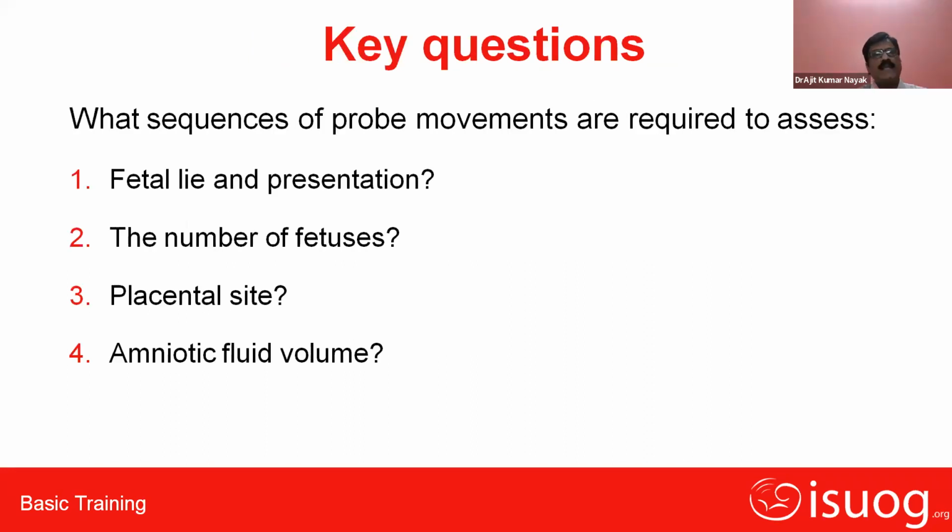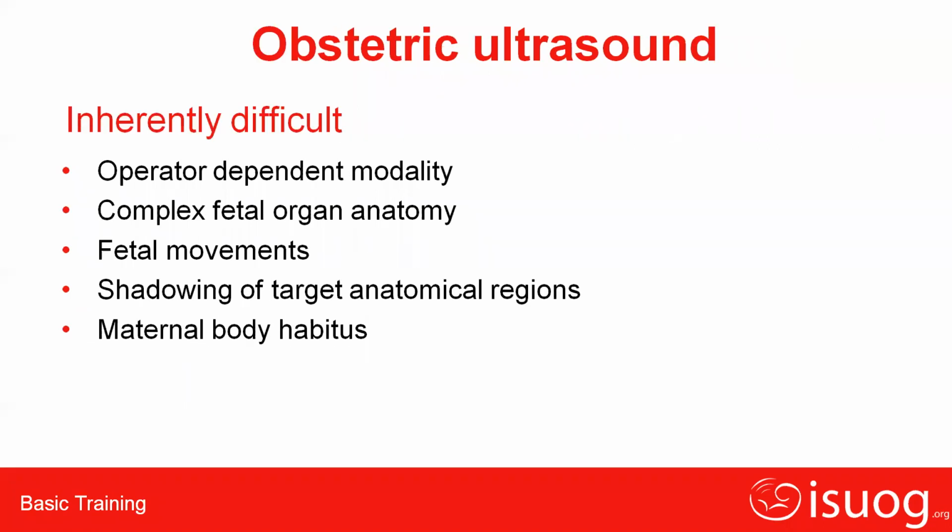So what should be the sequence of the probe or transducer movement required to diagnose or comment on the lie of the fetus, the presentation of the fetus, the number of the fetus, whether it is a singleton or multifetal gestation, the placental site, localization, its position, and of course, most important is the amniotic fluid volume. So this probe movement we should learn in this session. As we know, unlike routine gynec abdomen ultrasound, obstetric ultrasound is associated with its inherent difficulties.